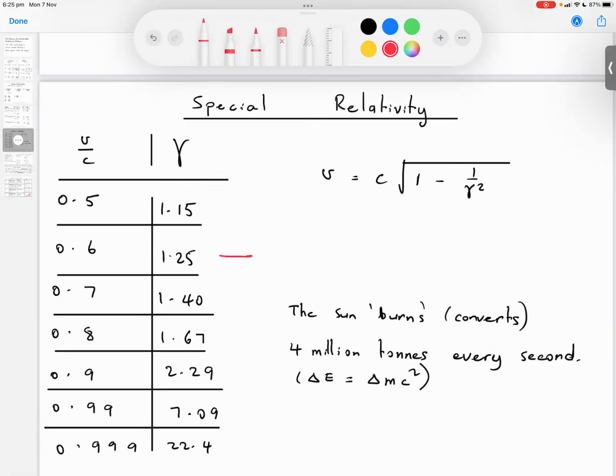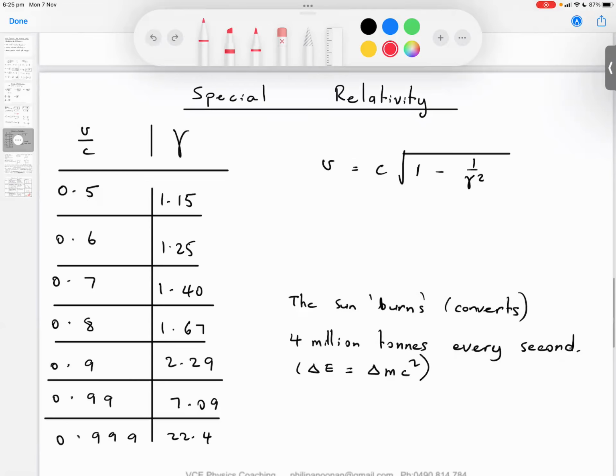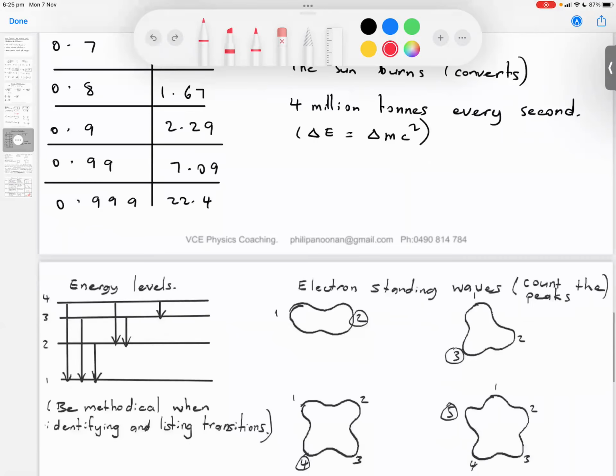I've just made a bit of a list of common Lorentz factors for various speeds: 90% the speed of light, 99% the speed of light, if an object's going that far. Just writing down the fact that the sun converts about 4 million tons of hydrogen into helium every second. Just seen that question come up once or twice.